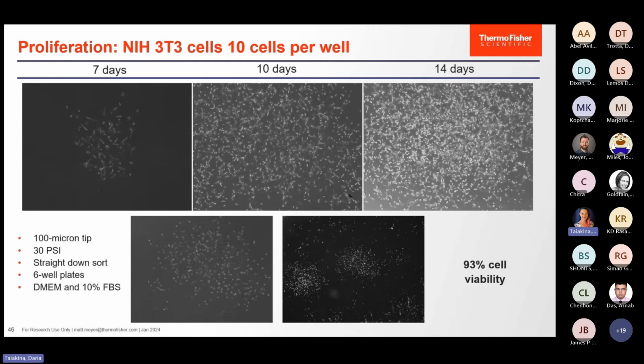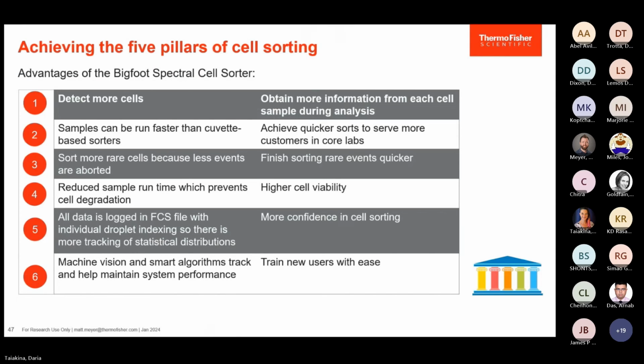In this example, we did adherent cells, so NIH3T3s, sorted into 6-well plates using the 100 micron tip at 30 psi. In this case, we did straight down sorting. These cells proliferated nicely over 14 days, maintained viabilities over 90% over the course of 2 weeks. Recovery and viability are all factors which we use to measure the success of a cell sort.